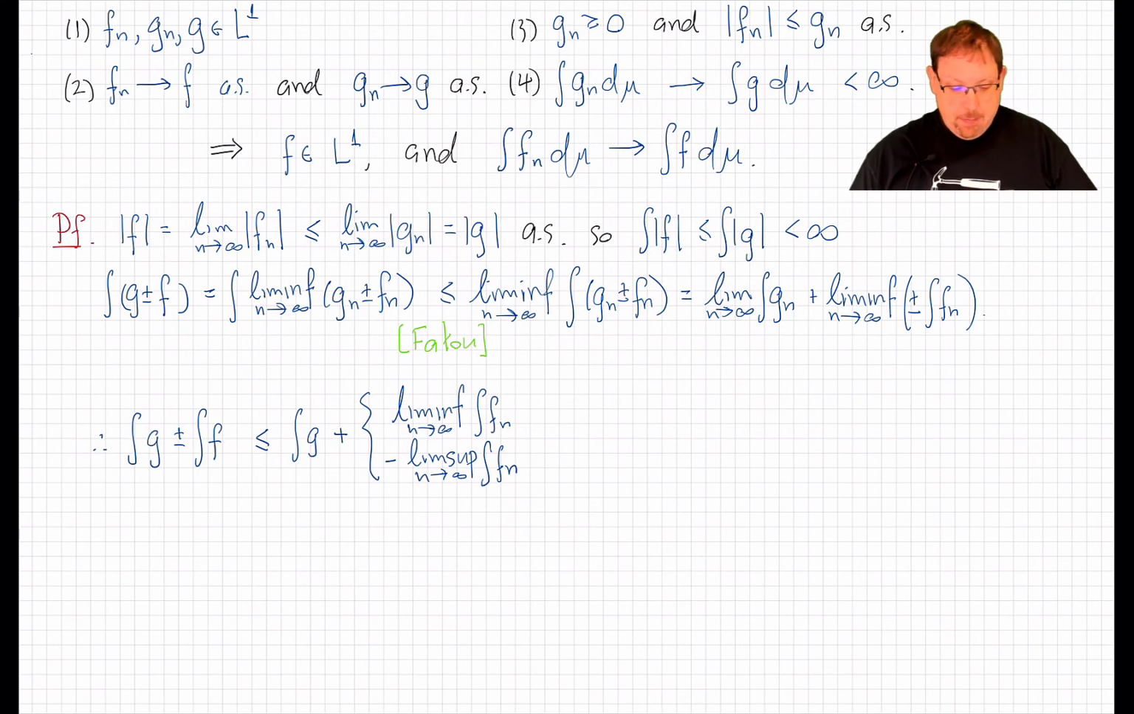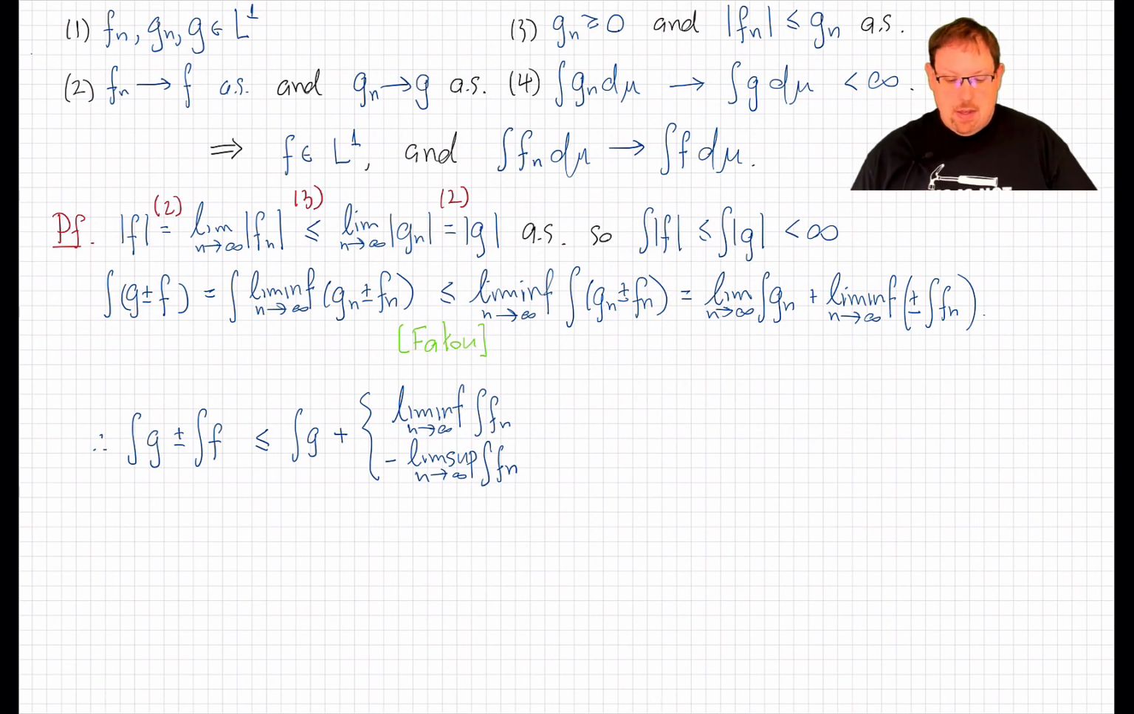To begin, let's take the absolute value of the limit function f, which we, for now, don't know is even in L1. Now, f is the limit, almost surely, of the fn's, and therefore its absolute value is the limit of the absolute values of the fn's. That's by our assumption 2. But the fn's are dominated by the gn's. That's by our assumption 3. And the limit of the gn's is g. That's assumption 2. All of this is taking place on a set of full measure, which we can fix from the outset.